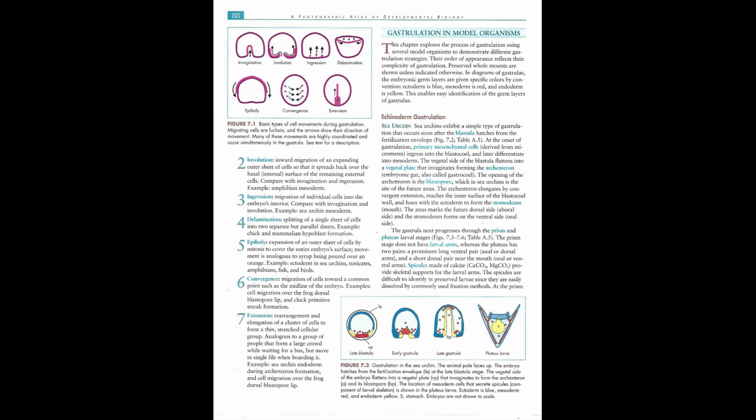Gastrulation in model organisms. This chapter explores the process of gastrulation using several model organisms to demonstrate different gastrulation strategies. Their order of appearance reflects their complexity of gastrulation. Preserved whole mounts are shown unless indicated otherwise. In diagrams of gastrulae, the embryonic germ layers are given specific colors by convention. Ectoderm is blue, mesoderm is red, and endoderm is yellow. This enables easy identification of the germ layers of gastrulae.